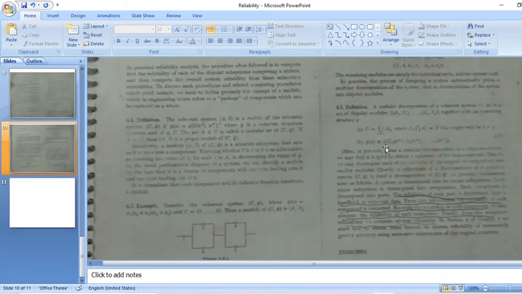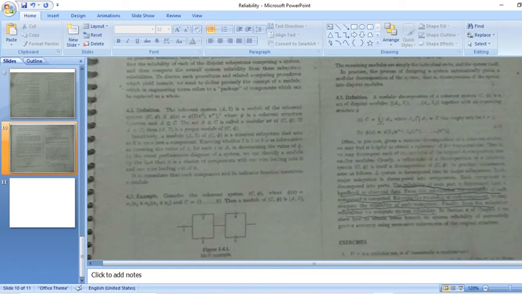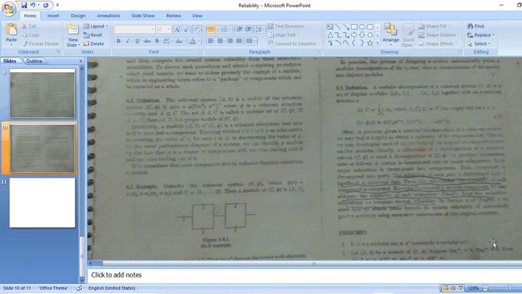So phi of x can be represented as psi of chi 1 of x raised to A1, comma chi 2 of x raised to A2, and so on up to chi p of x raised to Ap. So that is the definition. A modular decomposition of a coherent system is a set of disjoint modules A1 comma chi 1 up to Ar comma chi r, together with an organizing structure psi, and which satisfy these two conditions. After this you can read this also.